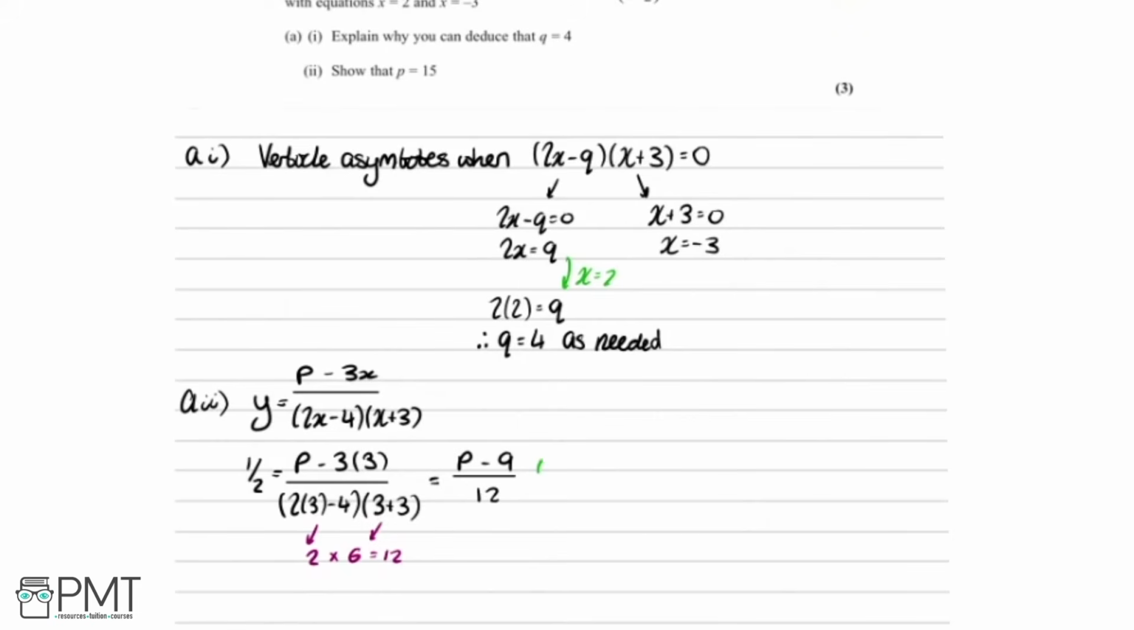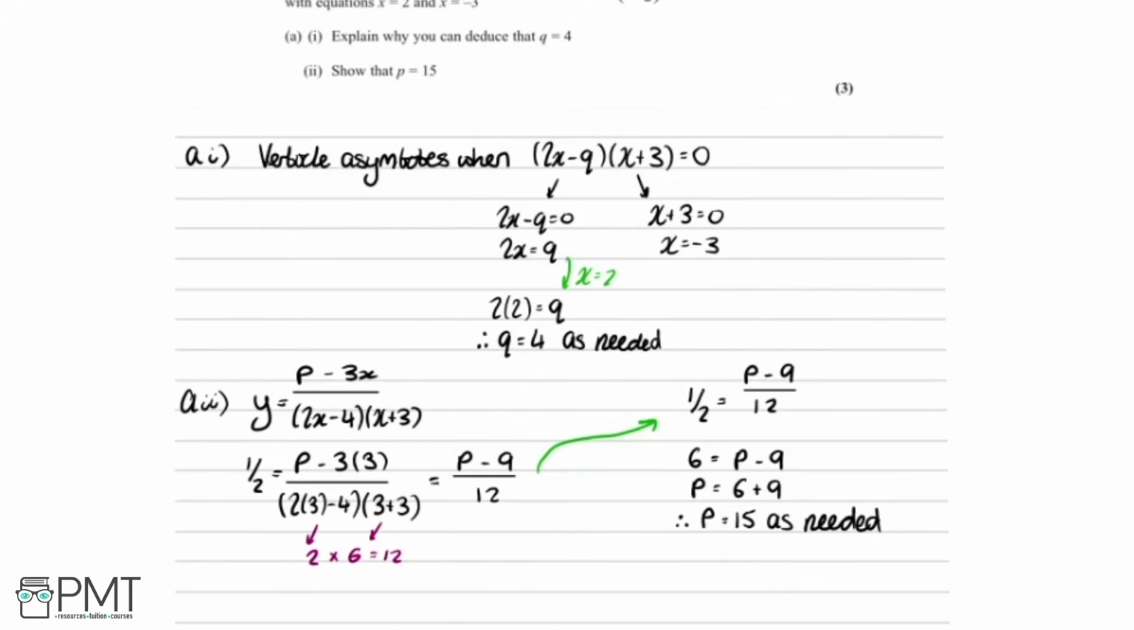So I'm just going to move over here for our final working. So far we've got that a half equals p minus 9 all over 12. So if we times both sides by 12, we're going to get 6 equals p minus 9. So therefore p equals 6 plus 9, just by adding 9 to both sides. So therefore p equals 15 as needed.